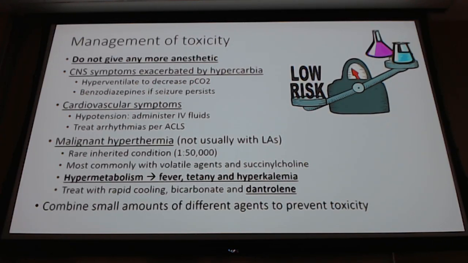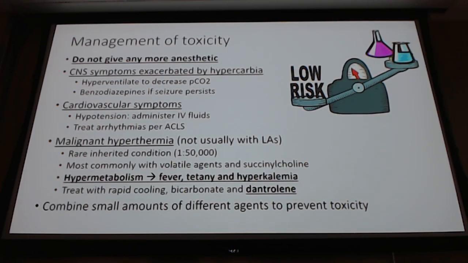So if you have somebody who is hyperventilating, so hypercarbia, basically that decreases the CO2, and if you give benzos, it can precipitate a seizure, and we give benzos to try to help bring them out of that seizure, okay? With cardiovascular symptoms, if they develop hypertension, we give IV fluids, and any arrhythmias, we treat per the ACLS guidelines, depending on what type of arrhythmia it is.